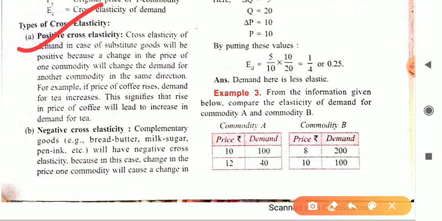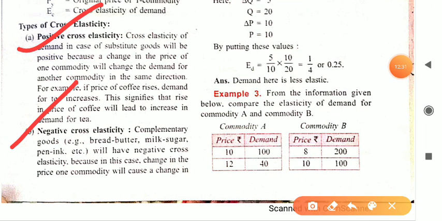Now next is negative cross elasticity. This type of cross elasticity of demand is basically found in complementary goods. You all are familiar with complementary goods. Complementary goods are like bread and butter, milk and sugar, pen and ink. In this type of goods you will find the negative cross elasticity of demand.